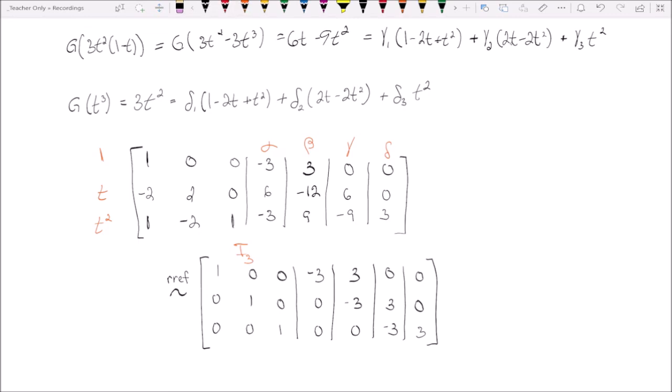This will give us the coordinate vector of G of V1 with respect to T. This one will give us G of V2 with respect to T. Third will give us G of V3 with respect to T. And that fourth one, you guessed it, G of V4 with respect to T. And remember, A is the matrix in which each column is the coordinate vector of the transformation with respect to T.